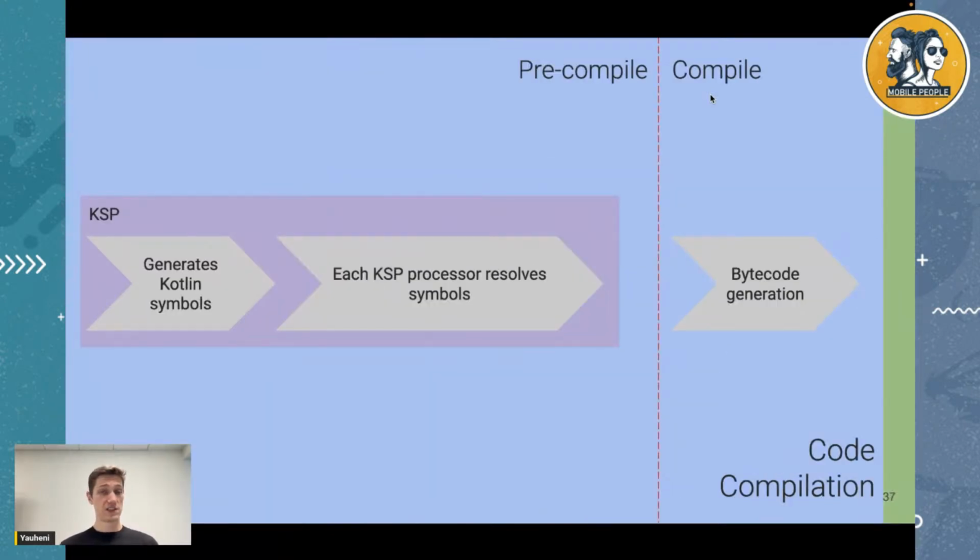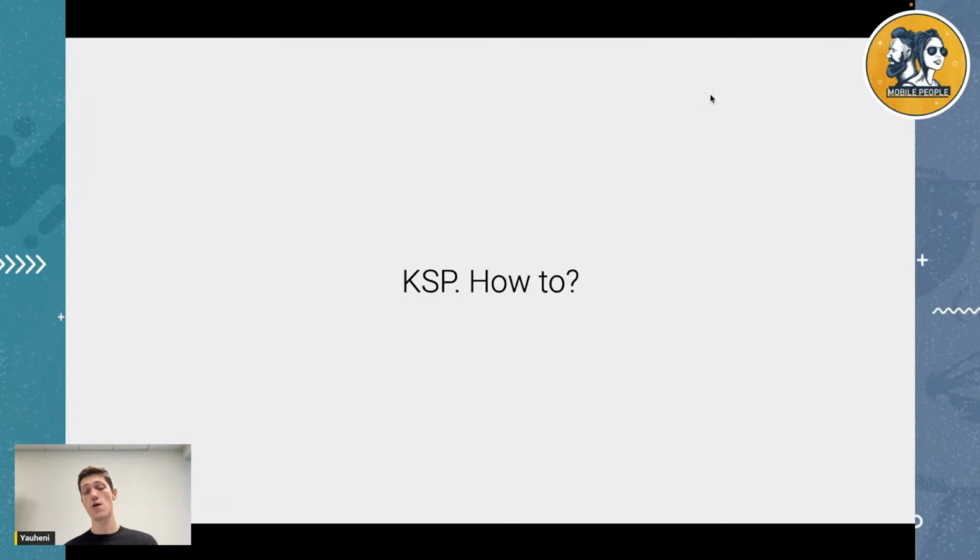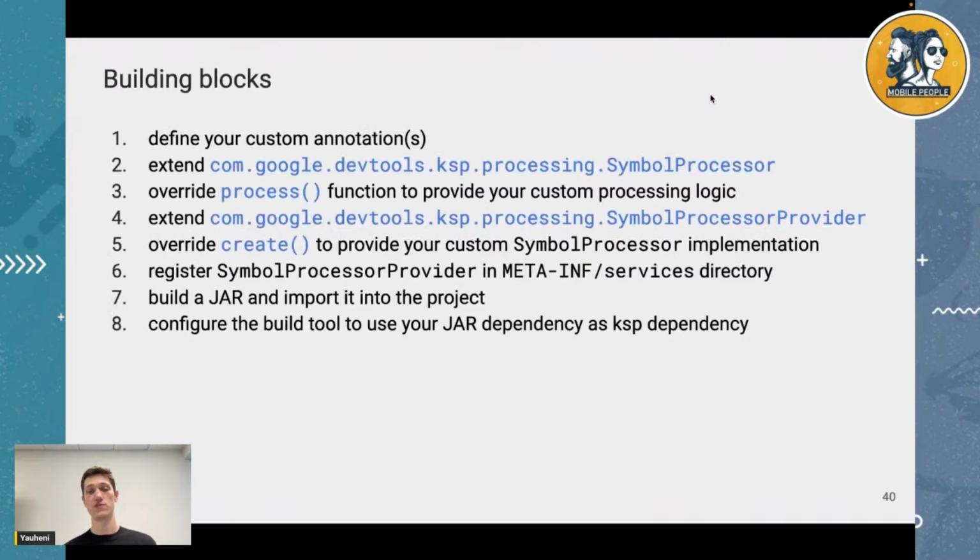All right, so the same picture, but here in the precompile stage, we have a KSP, which, without any surprises, could provide warnings and errors while working. And yes, if we generate some more source code, it will go once again through the KSP toolchain. Let's say it like that. So how can we define our KSP processor?